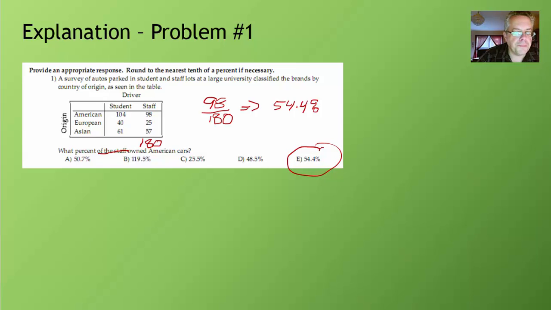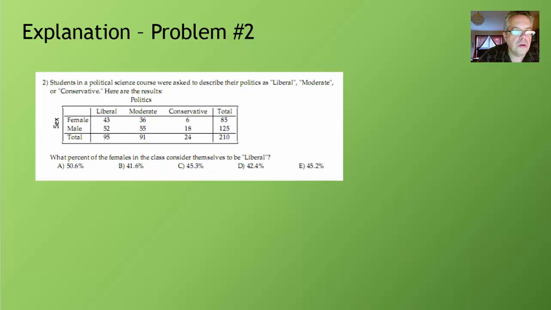All right, next one. Number 2, it says students in a political science course were asked to describe their politics as liberal, moderate, or conservative. And the table contains the results. They want to know what percent of females in the class consider themselves to be liberal.